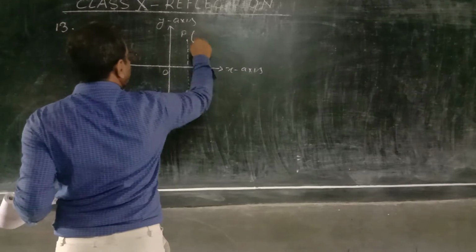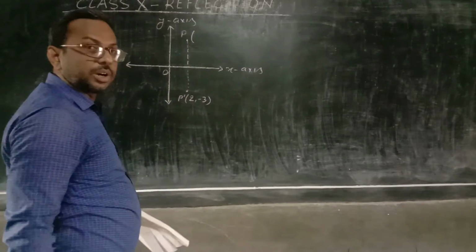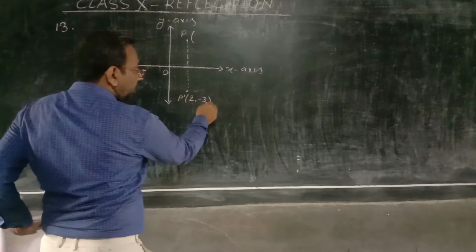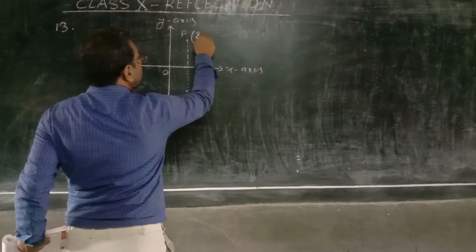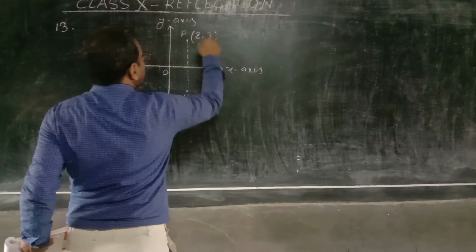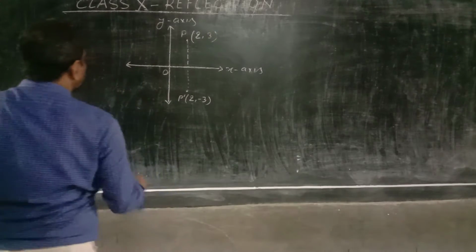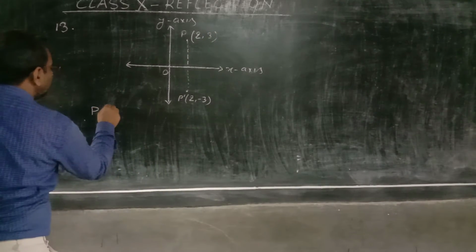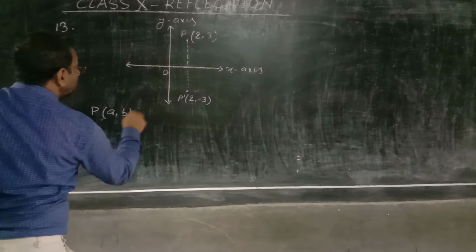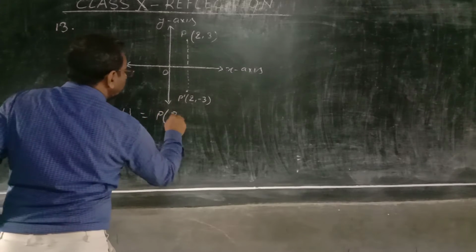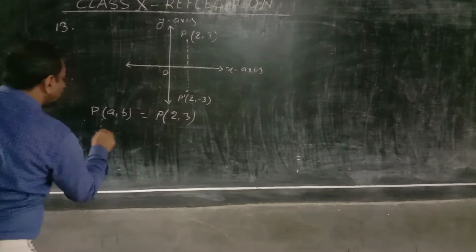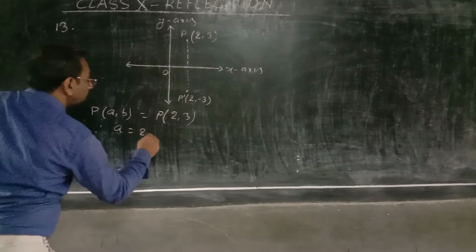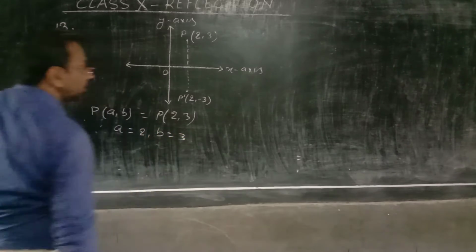So the coordinates of P lie in the first quadrant, so abscissa and ordinate both will be positive. So it will become 2 and 3. P(A, B) became equal to P(2, 3). Therefore A equal to 2 and B equal to 3.